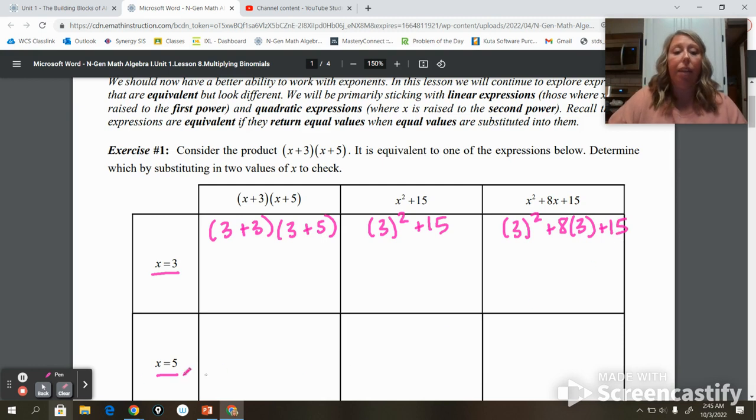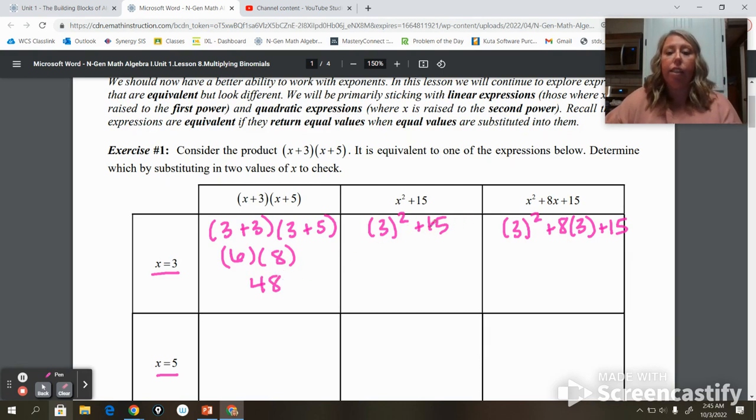Like so. And the next line is going to have you do the same exact thing, except plugging in a 5 instead of a 3. If you work these out and follow the order of operations, what you're looking for is whether two of them have the same value. On the first one, 3 plus 3 is 6, and then 3 plus 5 is 8.